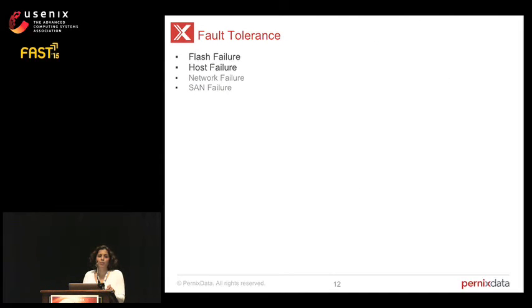So I will be discussing flash failures and host failures. Then for network failures and SAN failures, you can look at our paper. So in the interest of time, I'll just cover 2 failure modes right now.